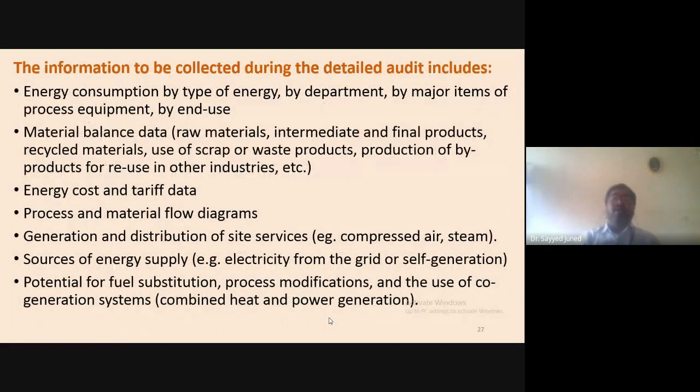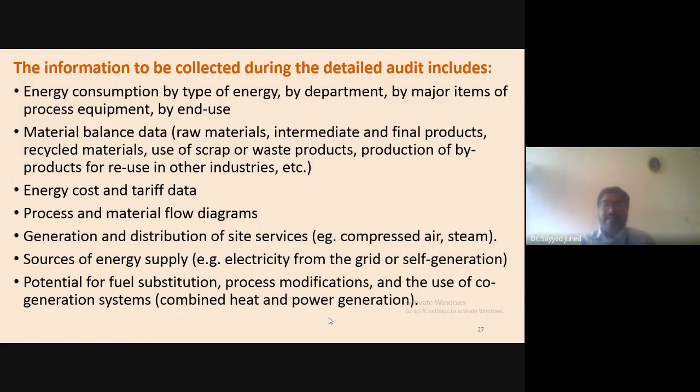The information to be collected during the detailed audit includes, as per my knowledge, some information that we explain in the audit report. That is energy consumption by type of energy, by department, by major item of process equipment, by end use. I already said we mention the types of energy by department, by major item of process equipment, or end use. These are explained in the energy audit.